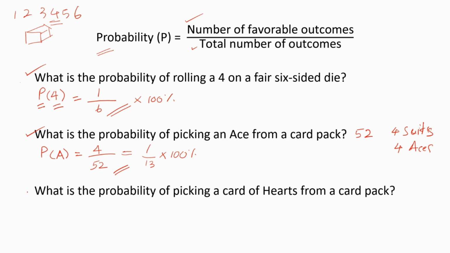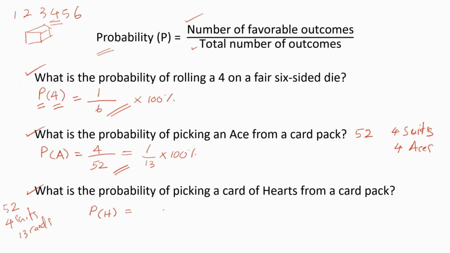Now let's do the third example. What is the probability of picking a card of hearts from a card pack? There are 52 cards in a card pack and there are 4 suits in a card pack. For each suit, there are 13 cards. So now let's calculate the probability of picking a card of hearts. Let's include the letter H.